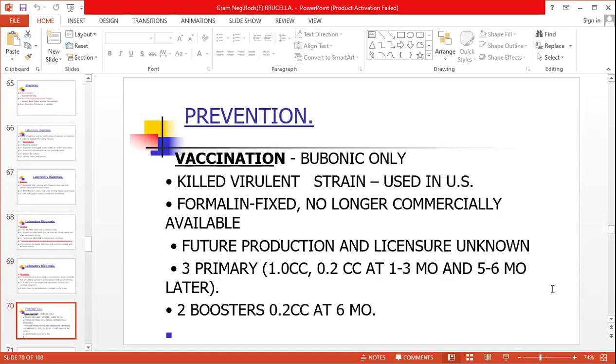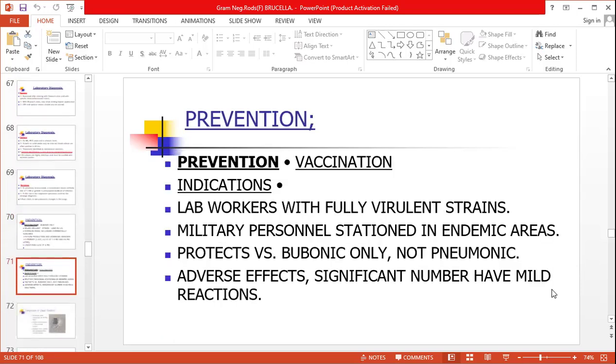Vaccination is only for the bubonic plague: killed, virulent, formalin fixed. Egg vaccines are available. Future production licensing unknown. Three primary doses are given, with a booster at 6 months. Prevention, vaccination, indication: lab workers with fully virulent strains, military persons stationed in the endemic areas. Adverse effects: significant numbers have mild reactions.